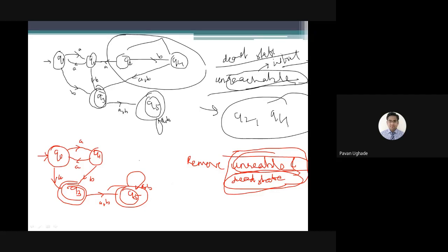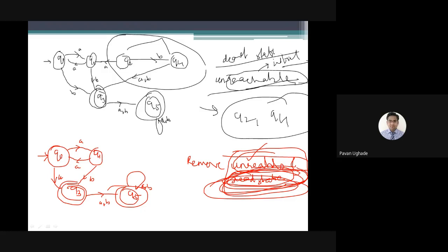We don't have Q2 and Q4. We have removed Q2 and Q4 because they are unreachable states. Before solving step 1, you should first check whether there is an unreachable state. If it is a complete proper automata, there is no such concept. If it is a DFA, there is no concept of dead state because... sorry, I'm sorry. It has a dead state.